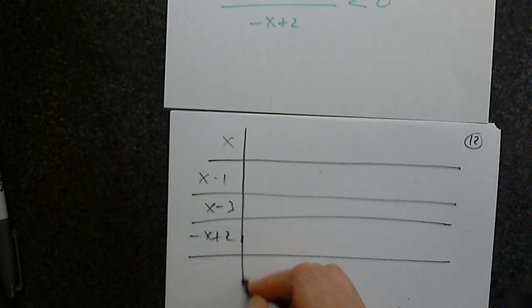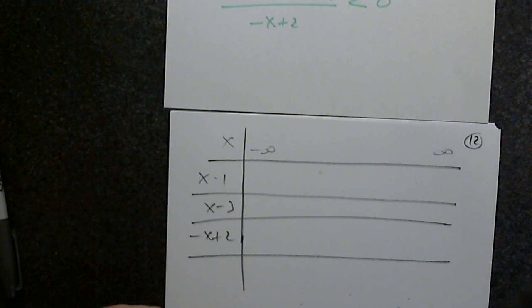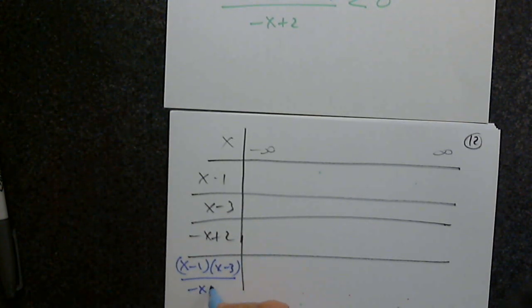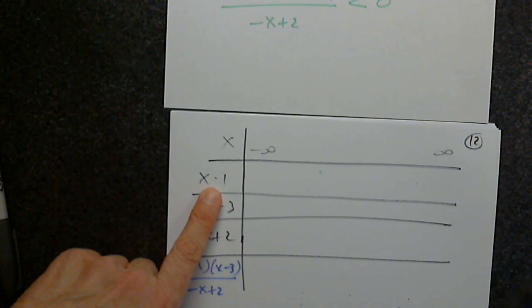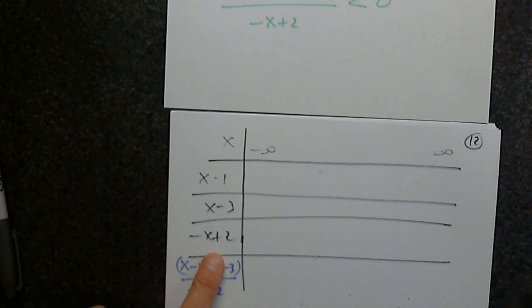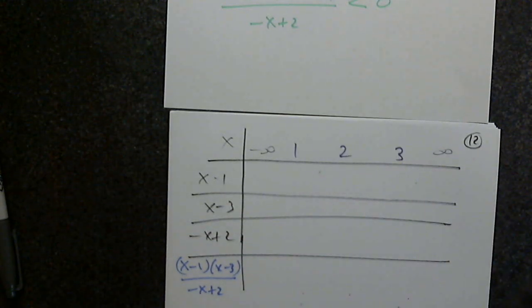What is the last row all about? The whole thing, right? The whole problem, very good. x minus 1, x minus 3 over negative x plus 2. How many numbers will you give me to put in the table at the top? You have to give me a number for each factor. Which number would you give for the first one? For the second one? And for the last one? Very good. So 1, 2, 3.